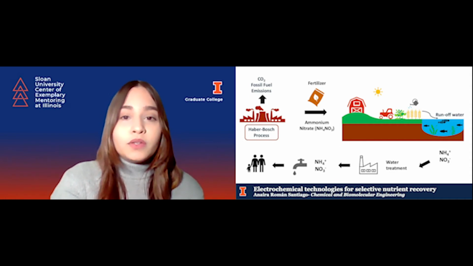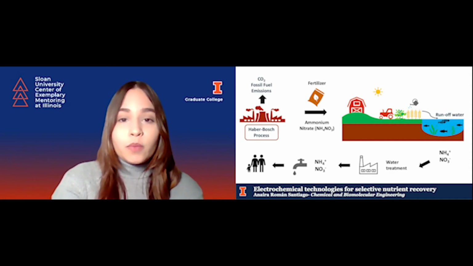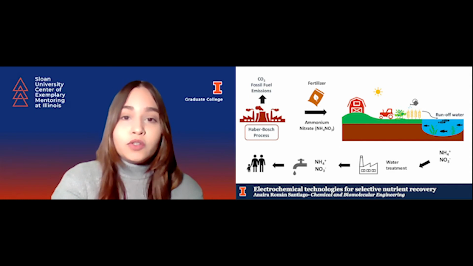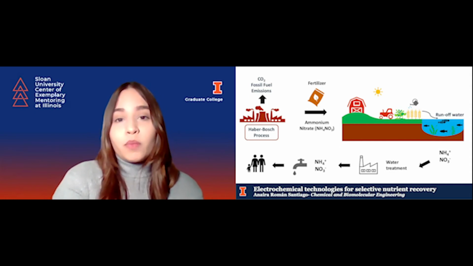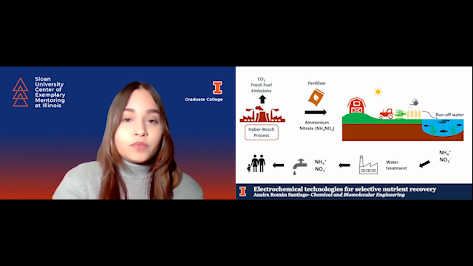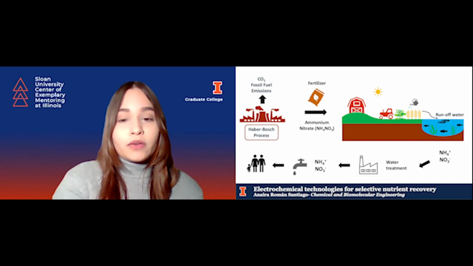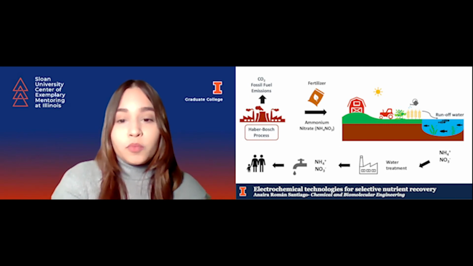Now, ammonium is typically produced via the Haber-Bosch process, which is a very energy-intensive process that also produces a lot of fossil fuel emissions, like CO2. Now, it's not only a problem of where does ammonium come from, but also where does it go to. If you follow me to the upper right part of this screen, we can further explore this process.